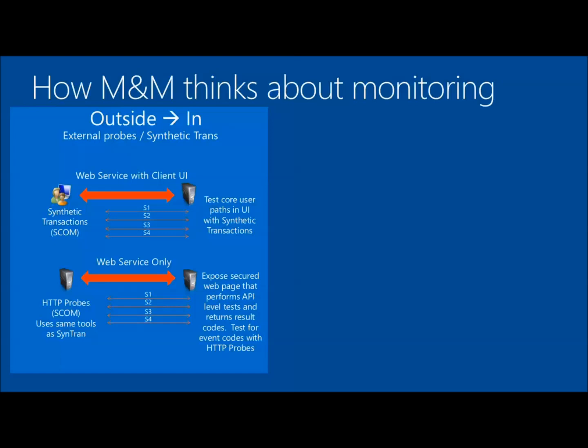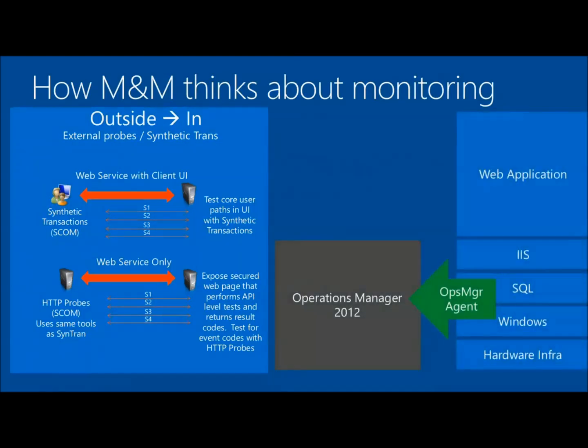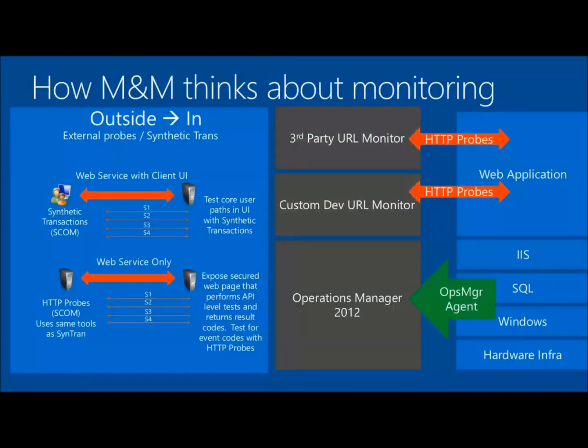Outside-in is really looking at some of the experience you'd see from an end user. Is the web application available? Is the web service functioning as it should? And these are mainly looking at HTTP probes, using either third-party URL monitoring, or we actually developed our own in-house outside-in monitoring solution, and then also using some of the built-in functionality with Operations Manager.